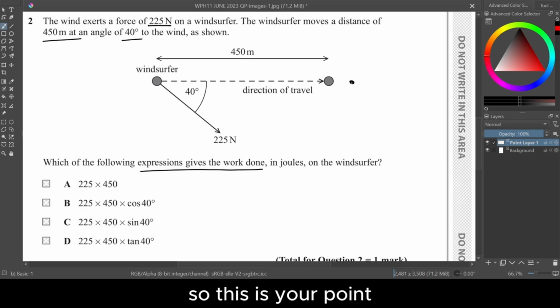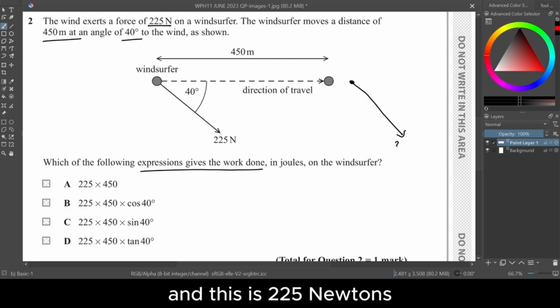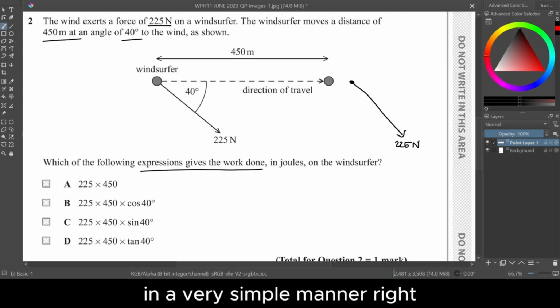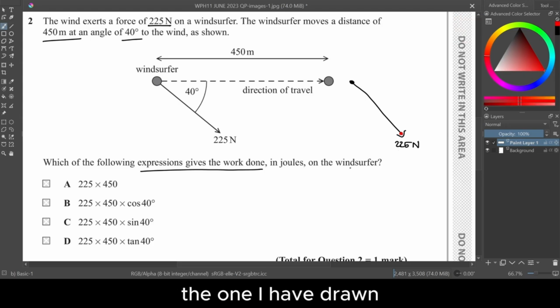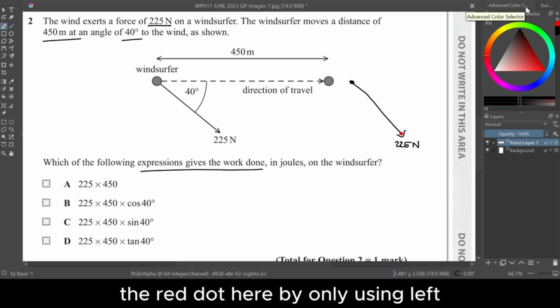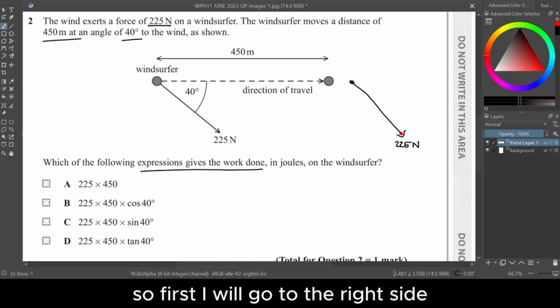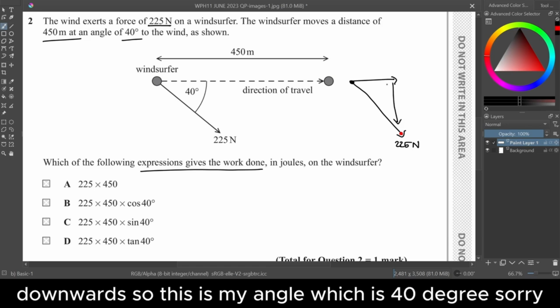So this is your point. I'm going to draw the resultant line. This is your resultant, right? It's going diagonally, and this is 225 newtons. So how will I draw the vector diagram? In a very simple manner, right? You have to reach this final point, the one where I have drawn the red dot, by only using left, right, up and down, okay? So first I will go to the right side and then I will go downwards. So this is my angle, which is 40 degrees.